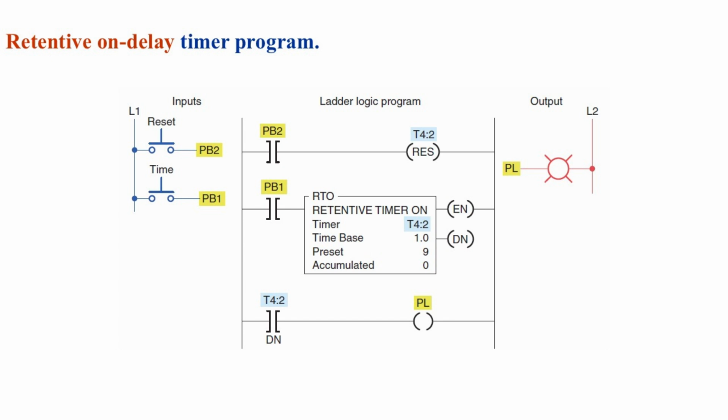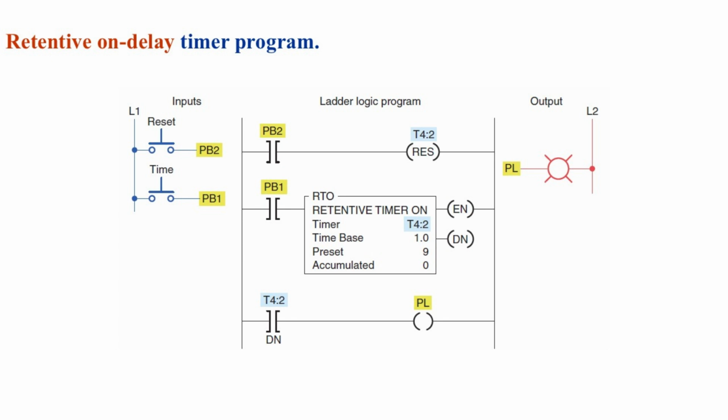Here's how it operates. When PB1 is pressed, the timer starts counting. While it's timing, the enable bit is true and the accumulated value increases once per second. If the button is released before the timer reaches 9 seconds, the timer pauses, but the accumulated time is retained. When PB1 is pressed again, the timer starts counting from where it left off, not from 0. That's what makes this a retentive timer.